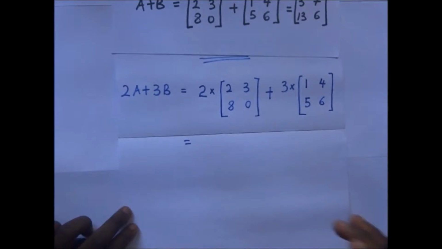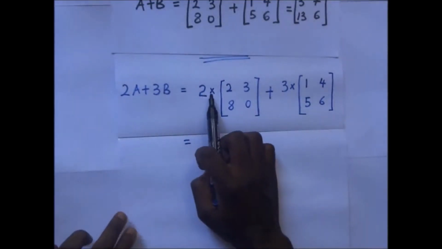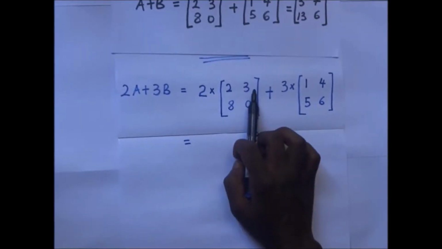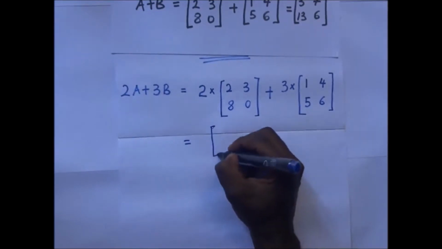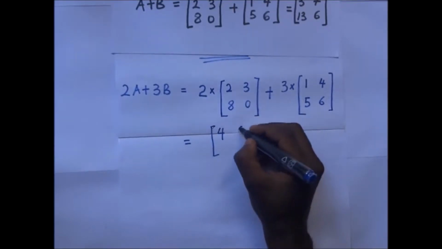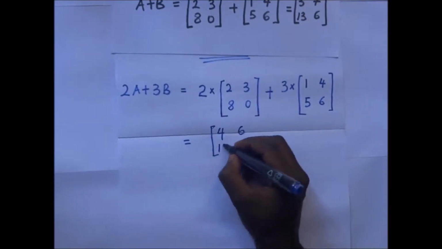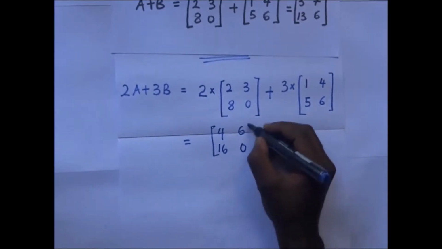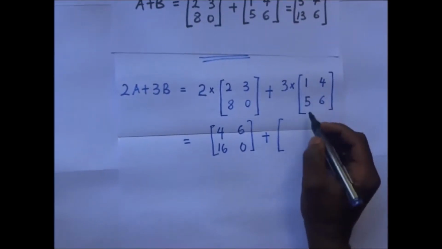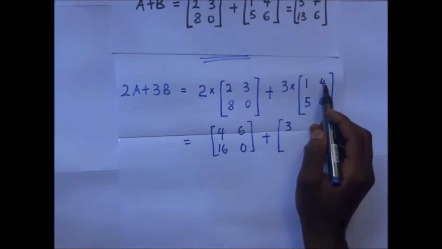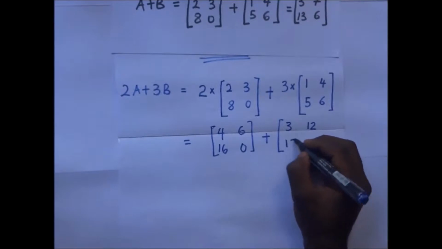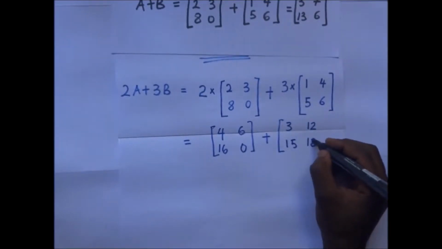So we go ahead and multiply first. When we are multiplying a scalar by a matrix, we multiply it by all the elements in this matrix. So in this case, it becomes 2 times 2, which is 4, 2 times 3, which is 6, 2 times 8, which is 16, and 2 times 0, which is 0, plus 3 times 1, which is 3, 3 times 4, which is 12, 3 times 5, which is 15, and 3 times 6, which is 18.